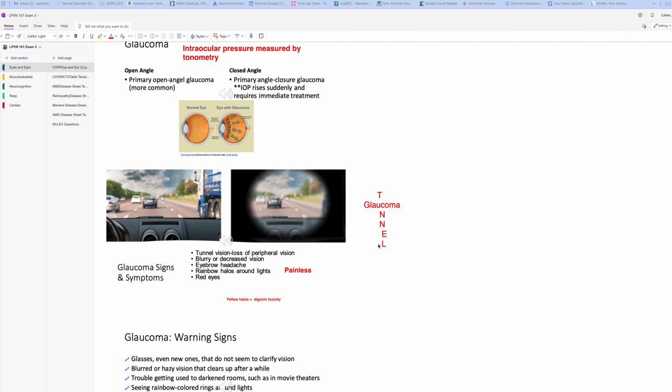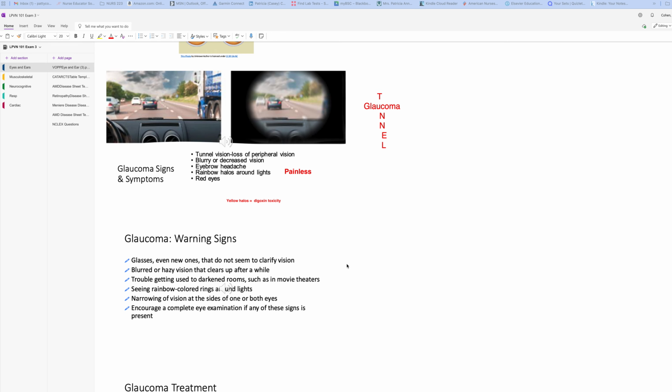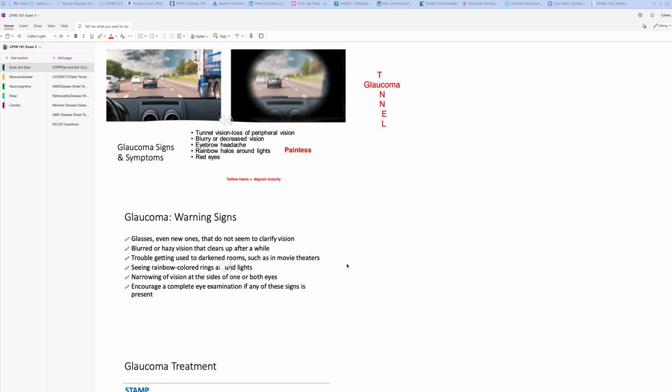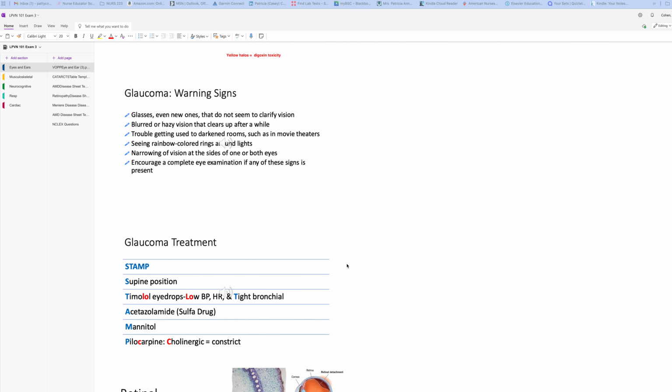They could have an eyebrow headache, but most of the time it's painless unless they get this closed angle type. They're going to see rainbow halos around lights and red eyes. If they see yellow halos, that's typically digoxin toxicity. It has to be rainbow halos or halos around lights. Warning signs. They get new glasses and it doesn't clarify their vision. Everything's hazy. They have trouble getting used to dark rooms. They see rainbow color halos and then narrowing vision at the sides of one or both eyes. Okay, so they need a complete eye exam if any of those are present.